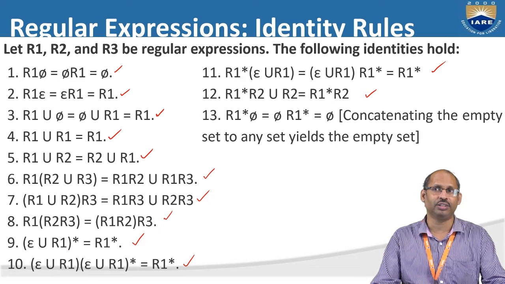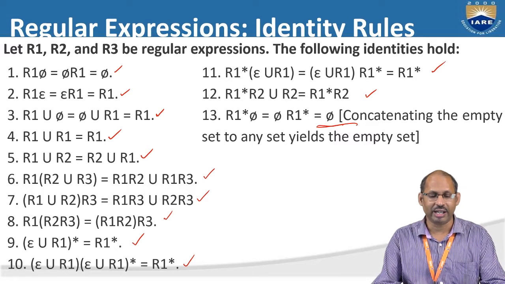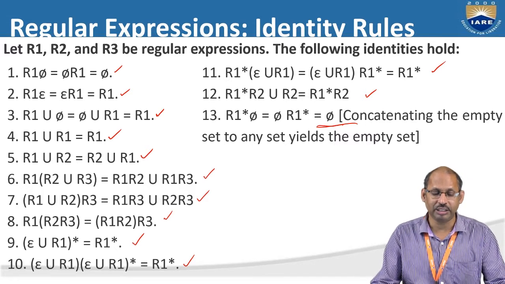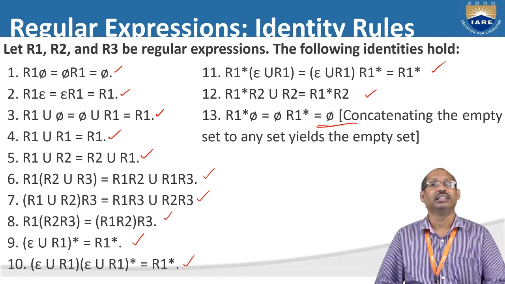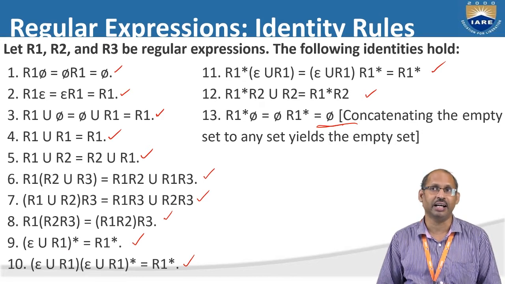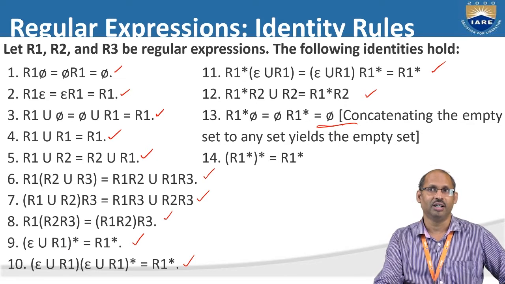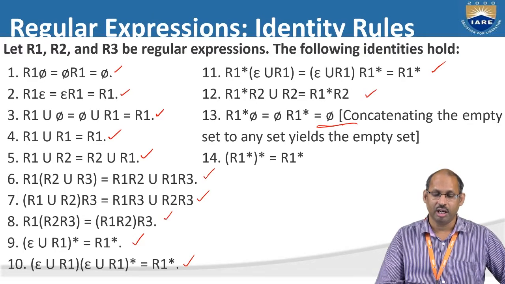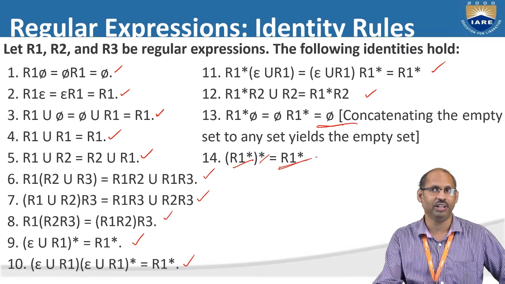Concatenating the empty set to any set yields the empty set. Right? Concatenation of the empty set with any regular expression will result in the empty set only. These are the identity rules which we use to simplify large regular expressions to smaller regular expressions so that they can be used in the remaining phases of compiler design. Right? R1 closure closure is nothing but R1 closure.